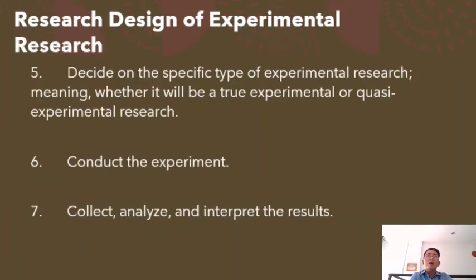Let's go to the next one. Number 5, decide on the specific type of experimental research, meaning whether it will be a true experimental or quasi-experimental. Conduct the experiment, then collect, analyze, and interpret the results.